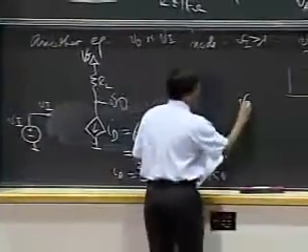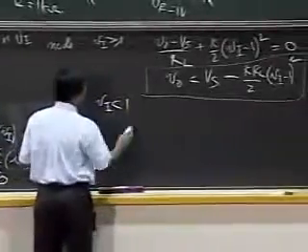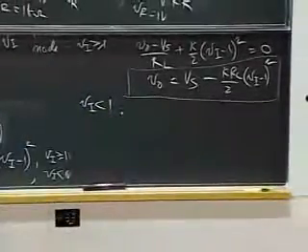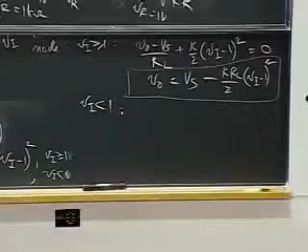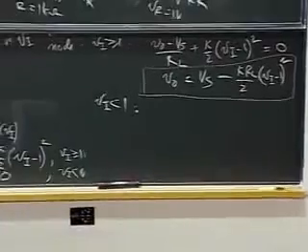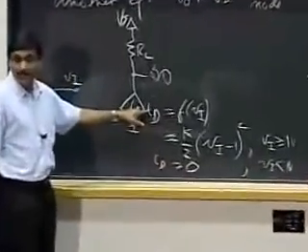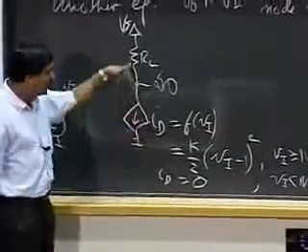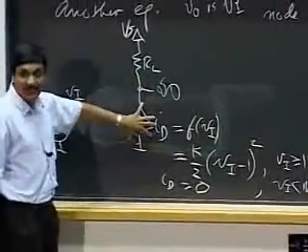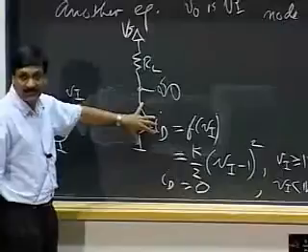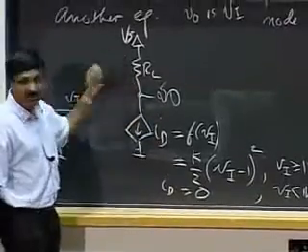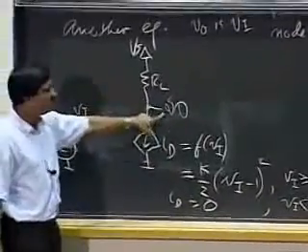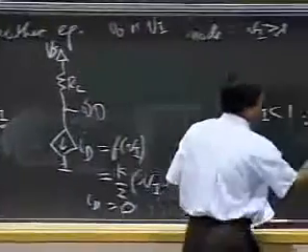I can also do it for Vi less than 1. Okay, for Vi less than 1, what happens? ID is 0. Since ID is 0, think of this as an open circuit. So there's no voltage drop across RL, and this voltage V0 is equal to Vs.